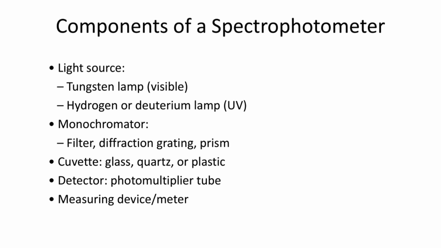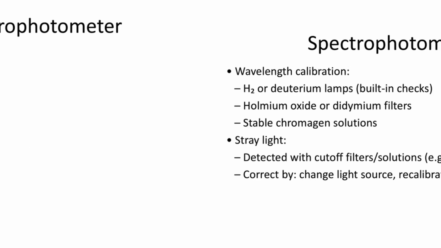The light source may be a tungsten lamp for visible range measurements, or a hydrogen discharge or deuterium lamp for ultraviolet range. The monochromator isolates a specific wavelength and may consist of a filter, a diffraction grating that works from near ultraviolet to near infrared, or a prism, quartz for visible and ultraviolet light, and glass for visible light only. The cuvette, which holds the sample, may be glass, quartz, or plastic. The detector is often a photomultiplier tube, and the measuring device records the results.